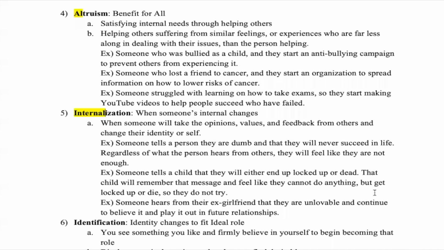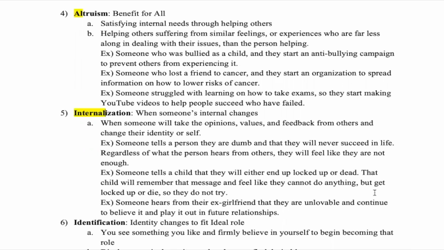Another example, someone hears from their ex-girlfriend that they are unlovable and continues to believe it and play it out in future relationships. So that person received negative feedback from somebody, and their internal processing, or their internal view of themselves, is forever changed.